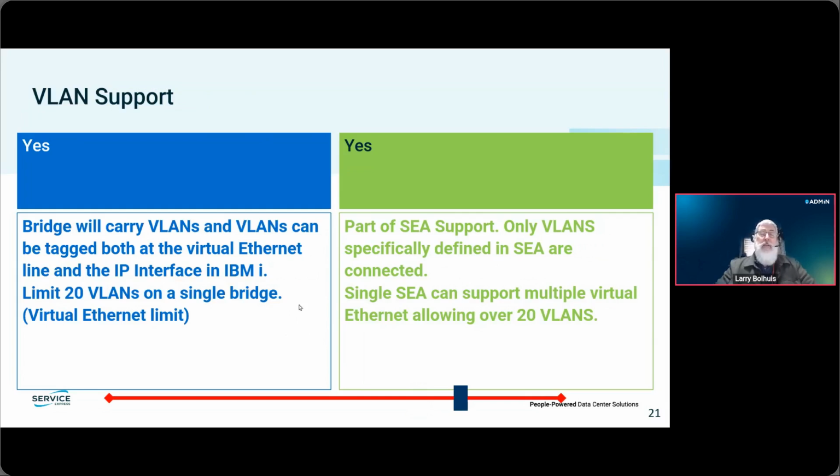However, in VIOS, you can connect multiple virtual networks to the same bridge. So each of them can have 20 VLANs. So it's 20, 40, 60, 80, however many you'd like to connect to that same SEA. So definitely a winner there on the VIOS side. More capability.